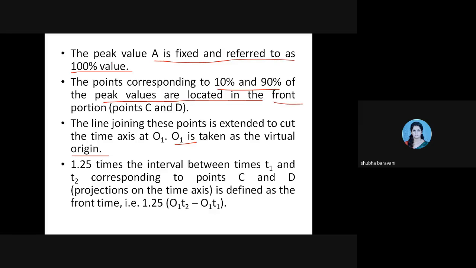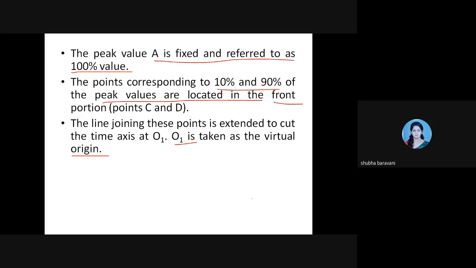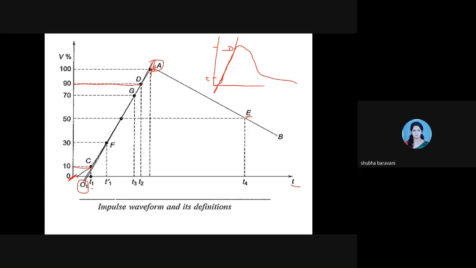Now, okay, so 1.25 times the interval between the times T1 and T2. Where are my T1 and T2? See, T1 is the time of 10% of peak value, that is point C, and T2 is the time of 90% value, at point D. So this is your T1 and T2.